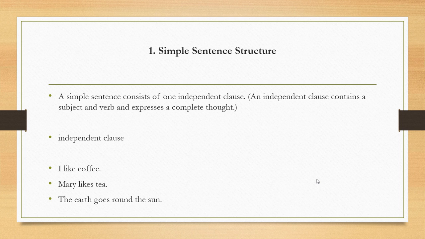The next example is Mary likes tea. Mary is the subject, likes is the verb, and tea is the object. So it is also expressing a complete thought. So we call it an independent clause, and an independent clause is called a simple sentence. The earth goes round the sun. So again you have the subject, the verb, and the object, and it is again expressing a complete thought.